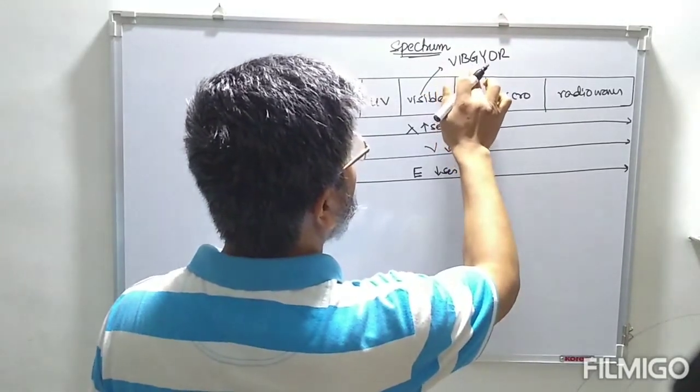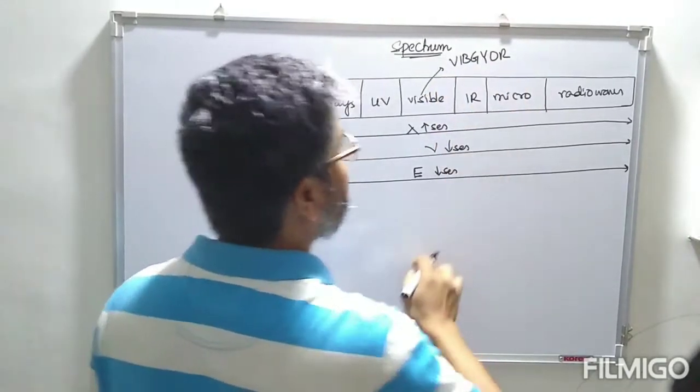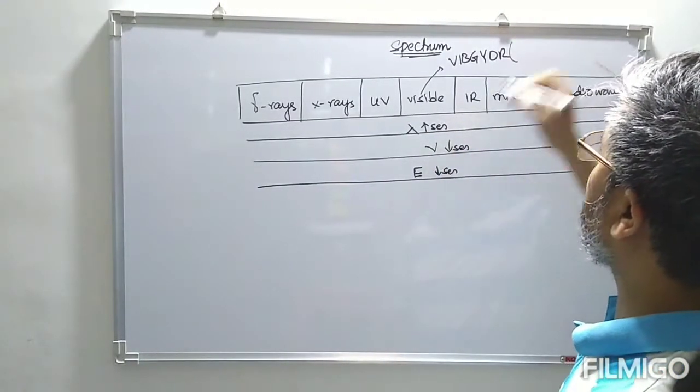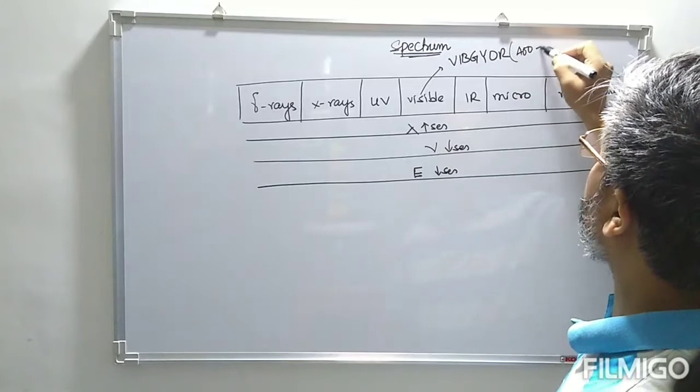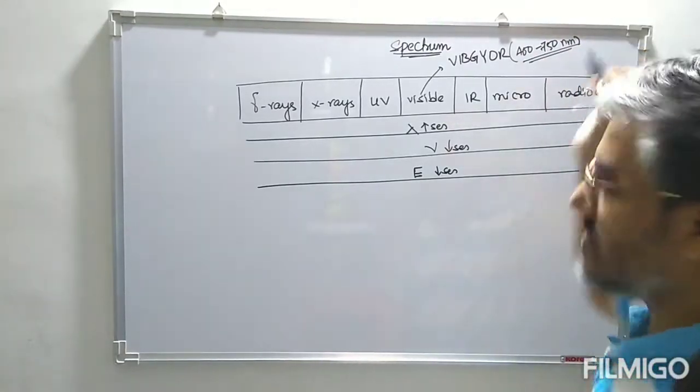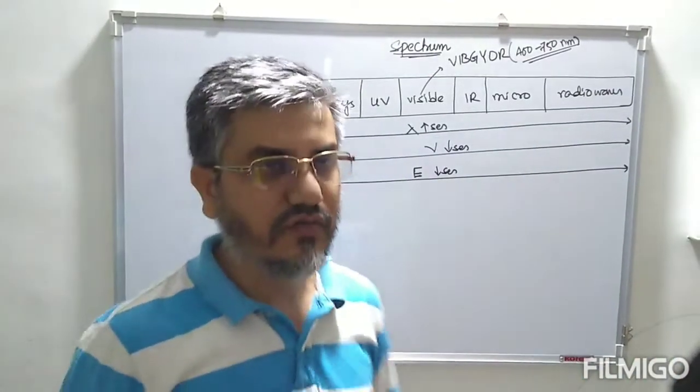And this visible contains 7 colors: violet, indigo, blue, green, yellow, orange, red. These 7 colors, that is visible. And for this visible, the wavelength is 400 to 750 nanometer. This is the range in which the visible lies.